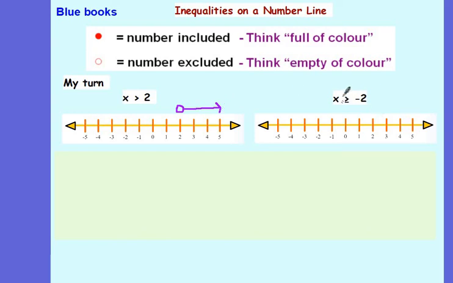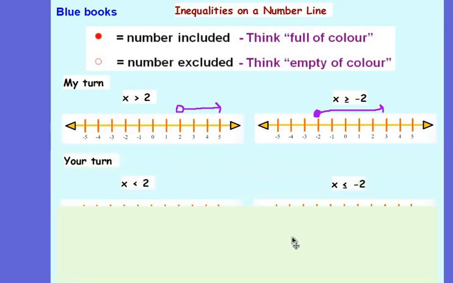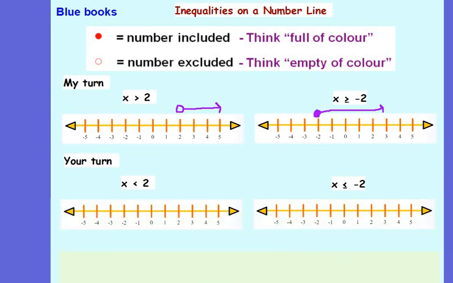For the next one, I've been asked to show x is greater than or equal to -2. So this time, -2 is included. So we want to put a filled in dot over -2. We want x is greater than or equal to -2, so we're heading in this direction, which we will indicate with an arrow. Over to you, Year 8, please pause the video for a couple of minutes and have a go at showing these two on a number line. Pause the video and complete that in your dark blue books now, please.